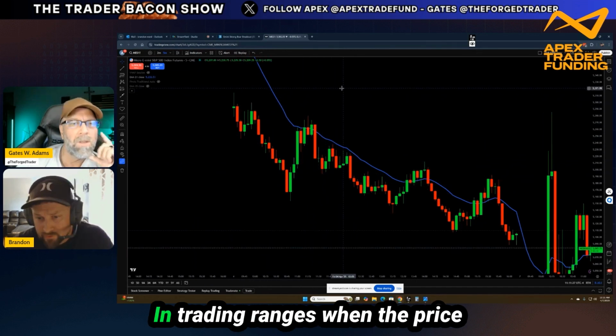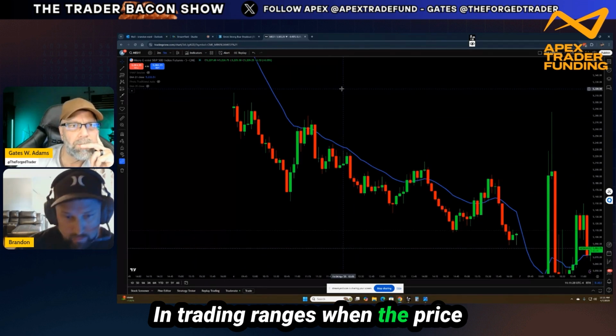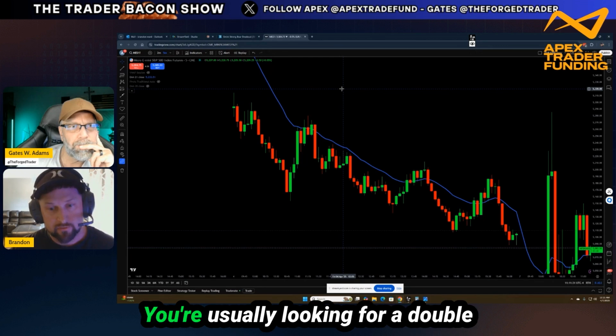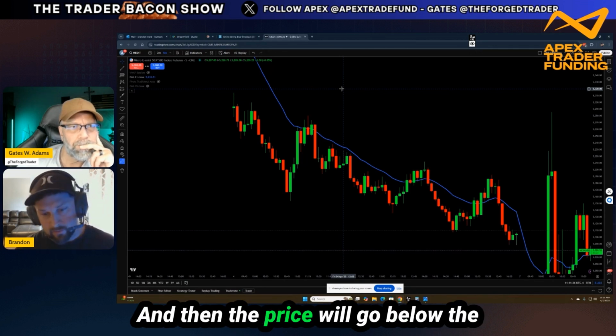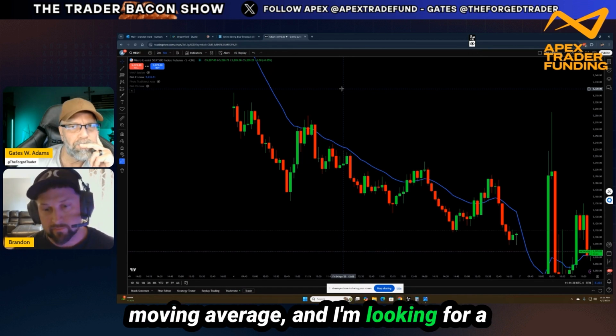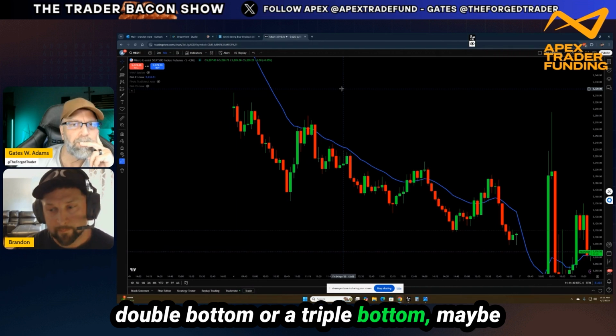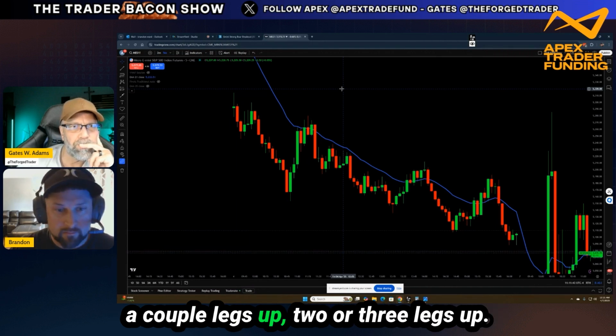In trading ranges, when the price is above the moving average, you're usually looking for a double top or a triple top to sell short. And then the price will go below the moving average. And I'm looking for a double bottom or a triple bottom, maybe a couple legs up, 2 or 3 legs up.